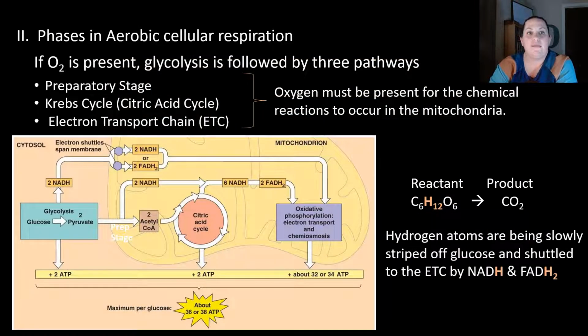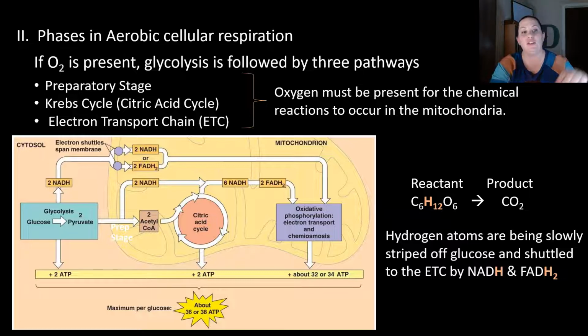So let's talk about the phases in aerobic cellular respiration. Now, if oxygen is present, glycolysis is followed by 3 kinds of pathways. Glycolysis is going to take place no matter what because it takes place in the cytoplasm. But the next three steps are dependent on whether oxygen is present. So you have the preparatory stage, the Krebs cycle, also known as the citric acid cycle, and the electron transport chain. For these three, oxygen must be present for the chemical reactions to occur inside the mitochondria.